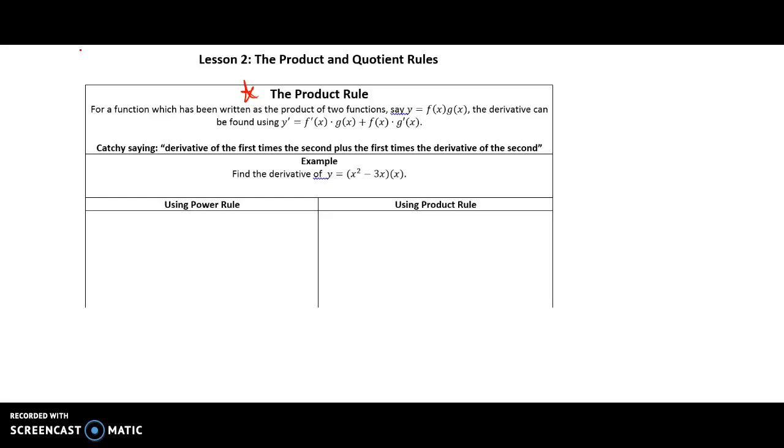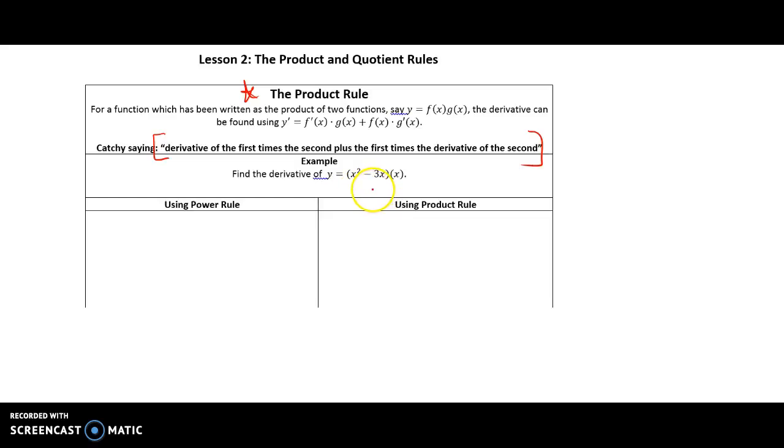The way that I say this is in quotes right here. To find the derivative of a product, we will take the derivative of the first times the second plus the first times the derivative of the second. An example here, I'm going to show in 2 ways. The function that's provided for us is y equals x squared minus 3x times x.